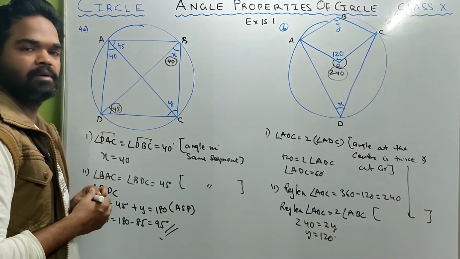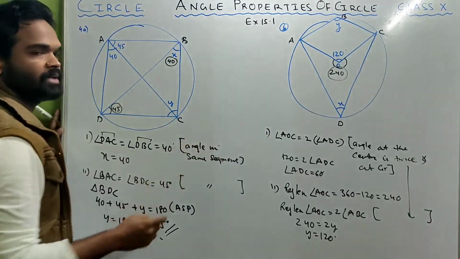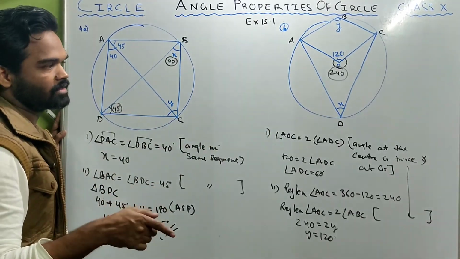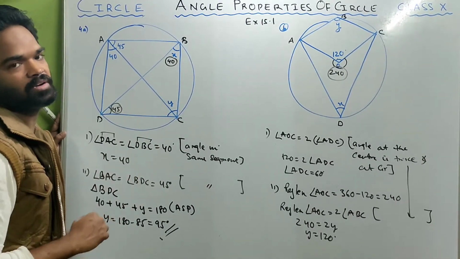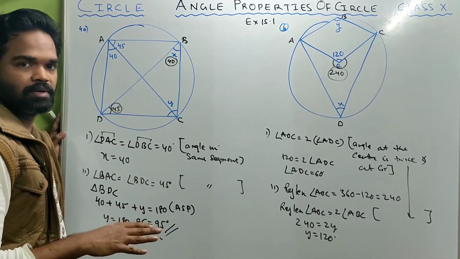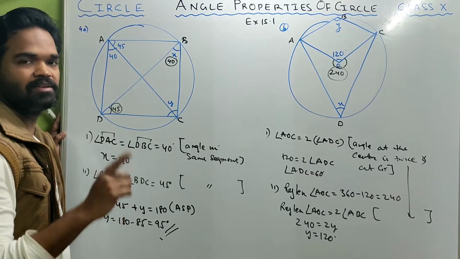Look carefully. Very easy. We just use the theorem that the angle at the center is twice the angle at the circumference. Clear? Now let us look at the next sum.